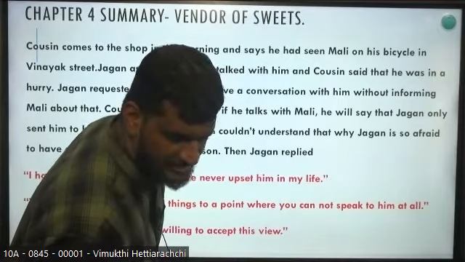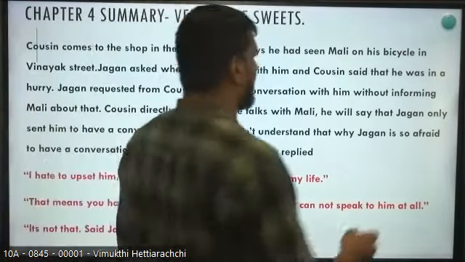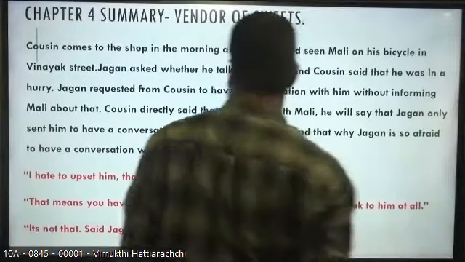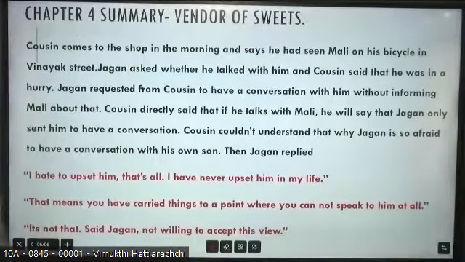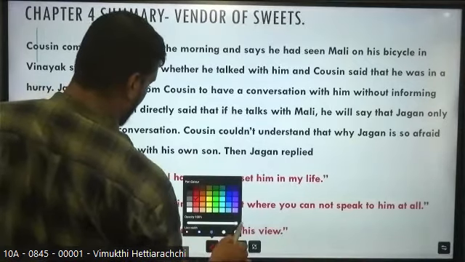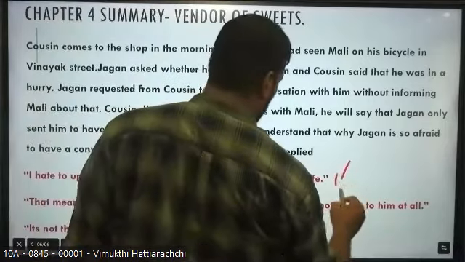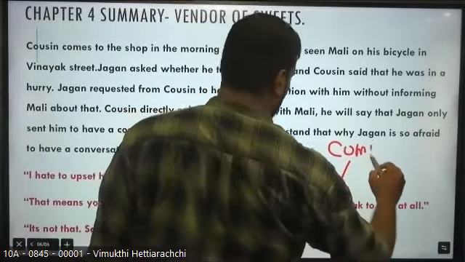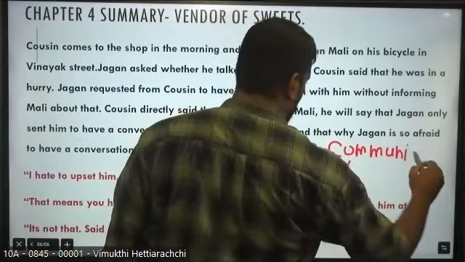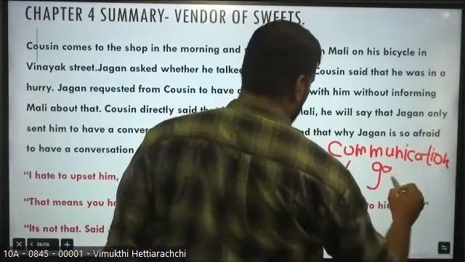Right, so this conversation is important. From this conversation, we can clearly understand the communication gap. The communication gap is clearly mentioned here. Each and every idea is very important. With this entire part, we can understand the communication gap between father and son. Even Cassini is asking the same problem.